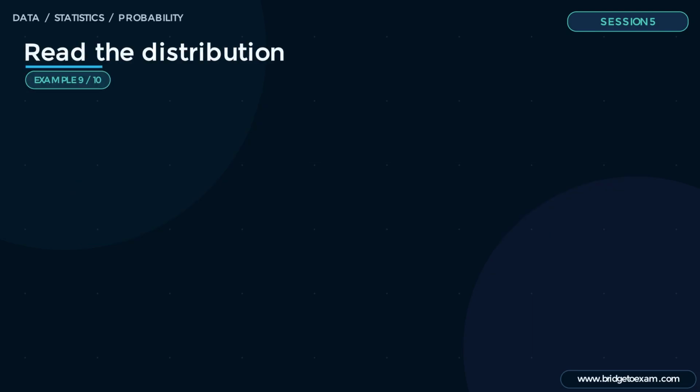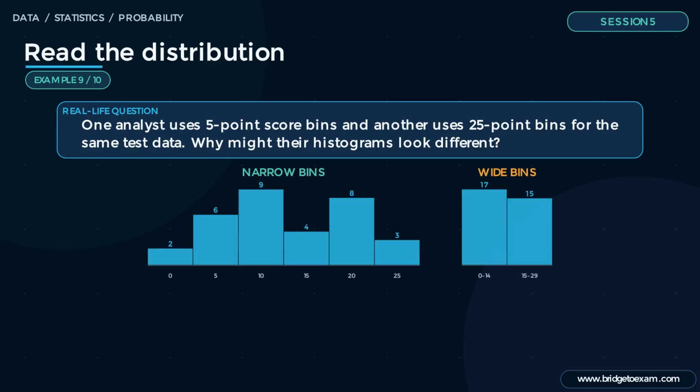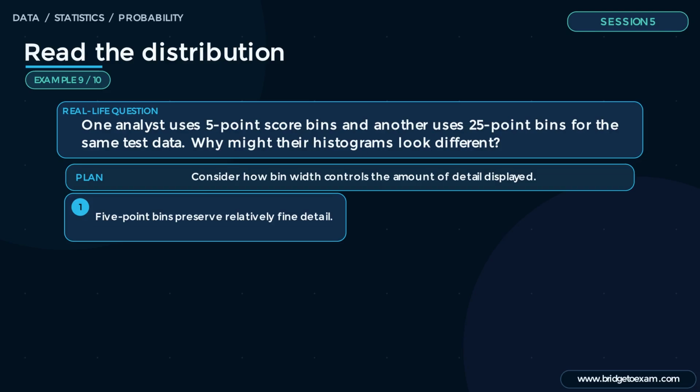Example 9. One analyst uses 5-point score bins and another uses 25-point bins for the same test data. Why might their histograms look different? Plan. Consider how bin width controls the amount of detail displayed. Step 1. 5-point bins preserve relatively fine detail. Step 2. 25-point bins combine many distinct scores into each bar.